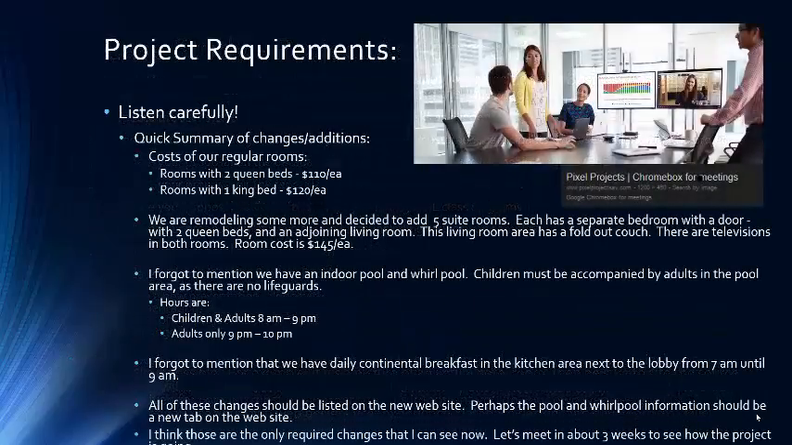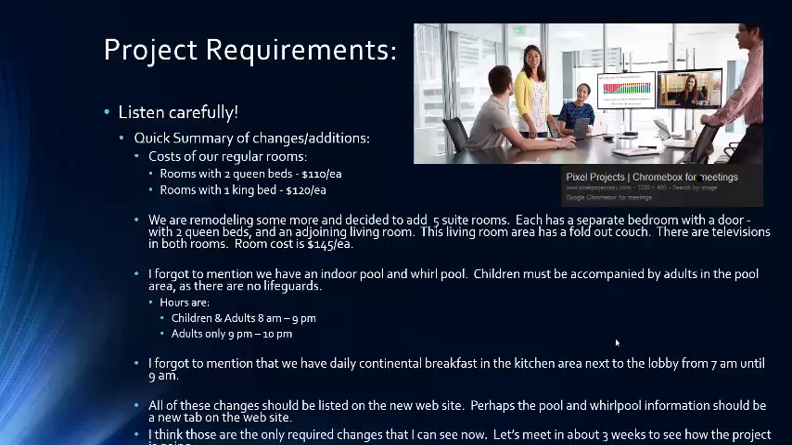Project requirements, listen carefully. This is a quick summary of the changes and additions. I forgot to tell you the cost of our regular rooms. The rooms with 2 queen beds are $110 each. The rooms with 1 king bed are $120 each.